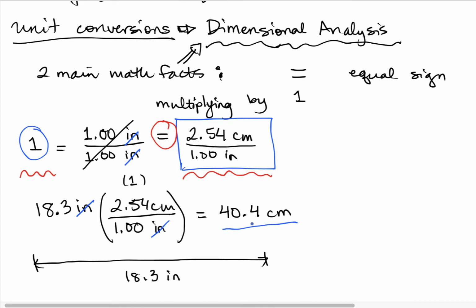All right, so this is an example of us doing dimensional analysis, and when we get done, we know that 40.4 centimeters takes up exactly the same amount of space as 18.3 inches does. So when we do dimensional analysis, we are not actually changing the number in any way except by the unit that we happen to be labeling it with.